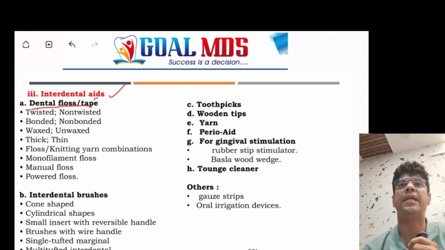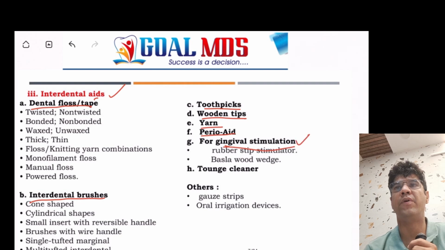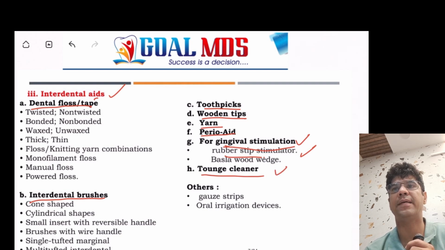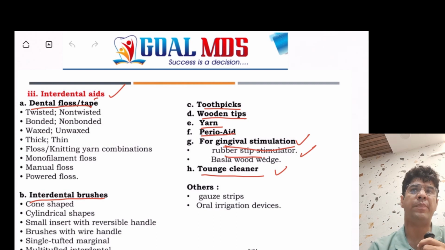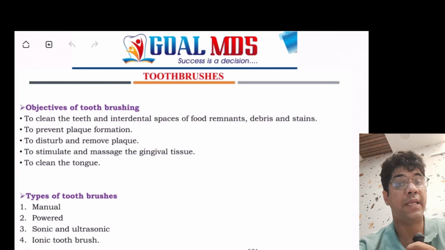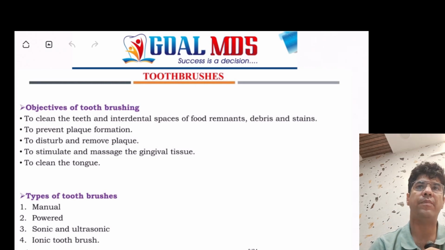Third are the interdental aids, which include dental floss, interdental brushes, toothpicks, wooden tips, yarn, perio aid, and gingival stimulation by use of a rubber stimulator, and tongue cleaner. Other methods could be gauze strips or oral irrigation devices. So let us discuss them one by one.